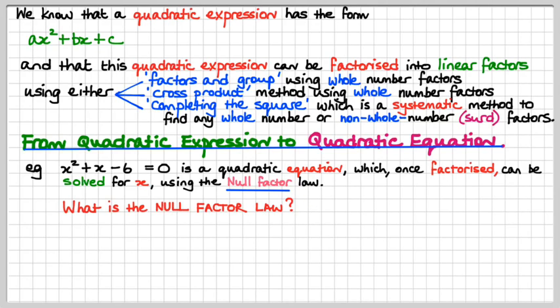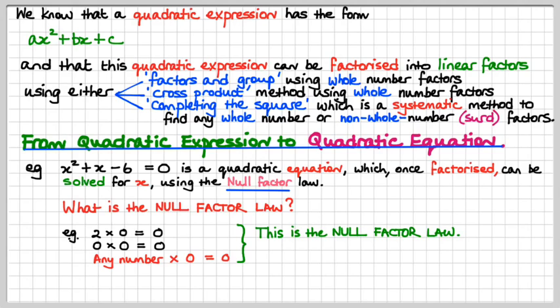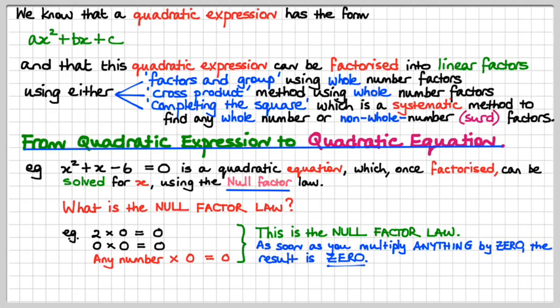So what is this Null Factor Law? Well, it's actually very, very simple but incredibly powerful for what we're going to be doing. As an example, you can see that 2 times 0 equals 0. 0 times 0 equals 0. In fact, anything times 0 equals 0. This is, in its essence and simplicity, the Null Factor Law, guys. So as soon as you multiply anything by 0, the result just turns into 0. Alright? So let's use that in this situation here.